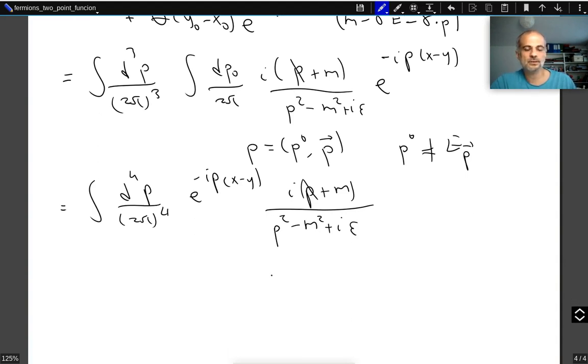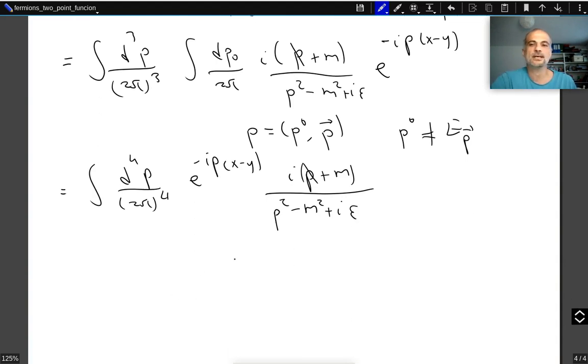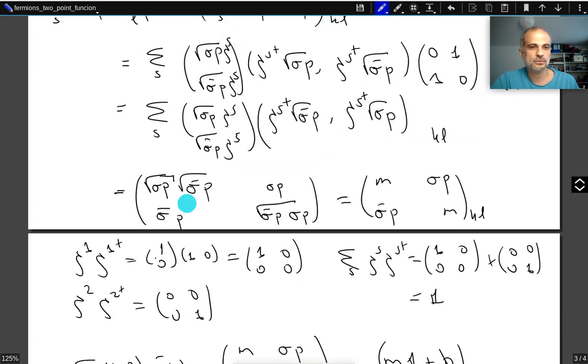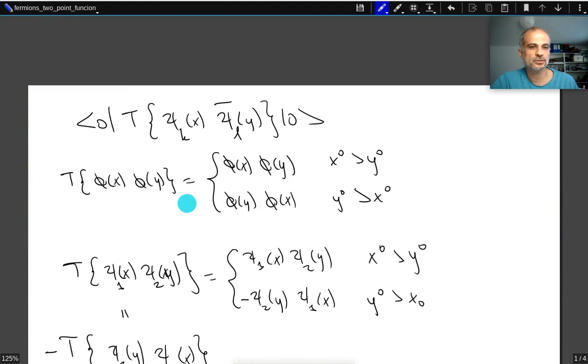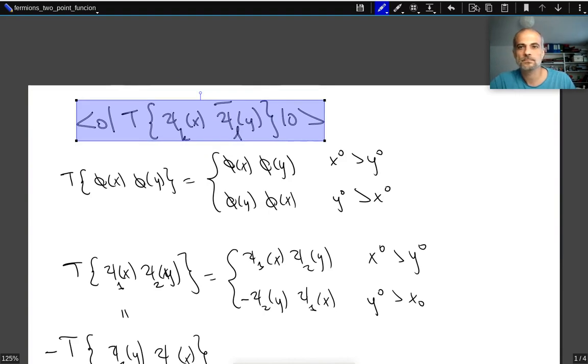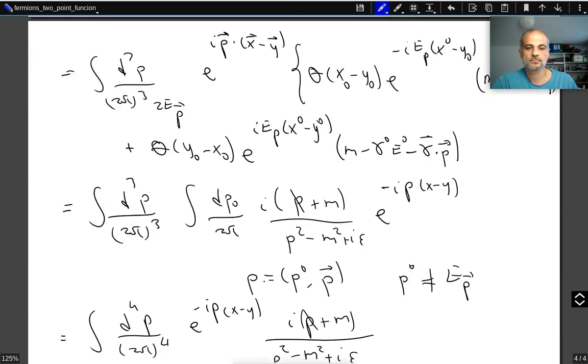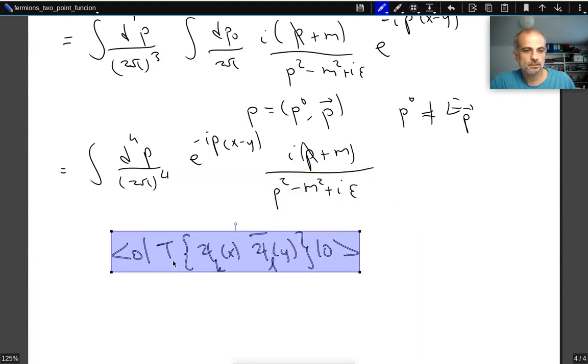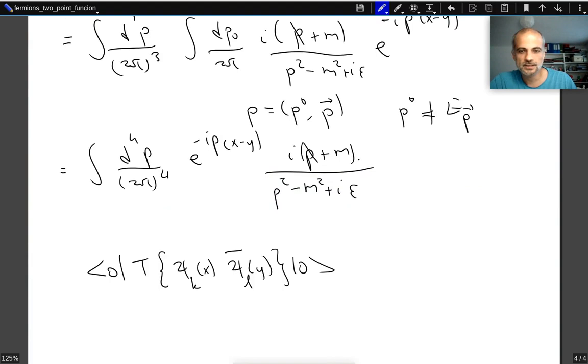So if you compare this with the propagator we had for the scalar case, well, essentially it's just this part that is the extra part. So that is kind of the end of the computation of this two-point function. And of course we are looking at the KL element of this matrix over here.